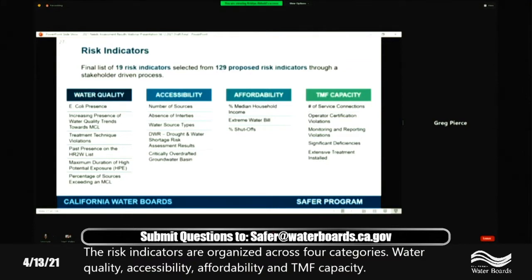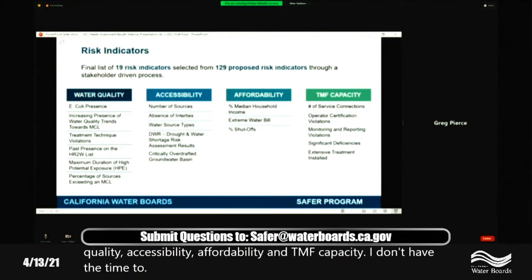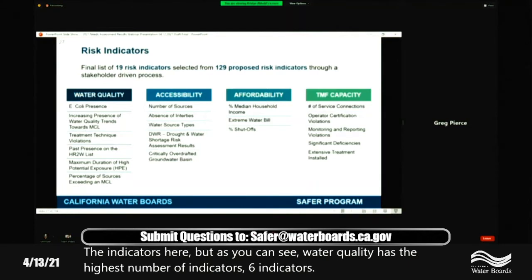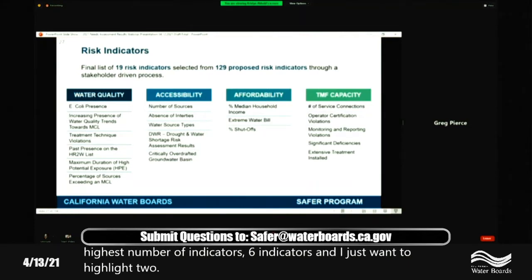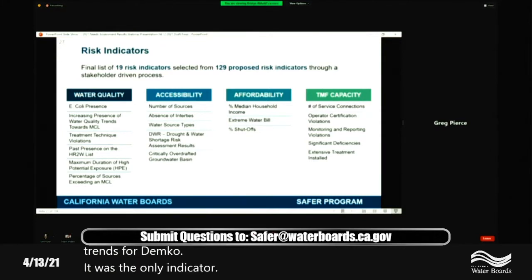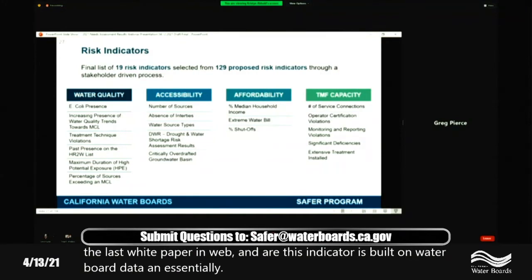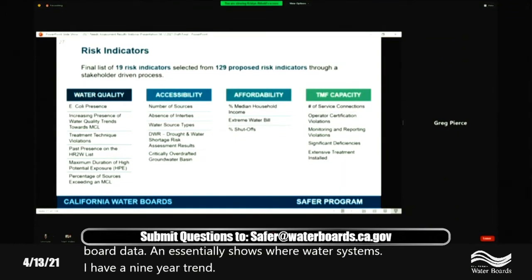I don't have the time to run through each of the indicators here, but as you can see, water quality has the highest number of indicators, 6 indicators. And I just want to highlight 2. The first is increasing presence of water quality trends toward MCL, which was the only indicator added back into the methodology since the last white paper and webinar. This indicator is built on water board data and essentially shows where water systems have a 9-year trend exceeding 80% of the MCL for a particular constituent or contaminant.